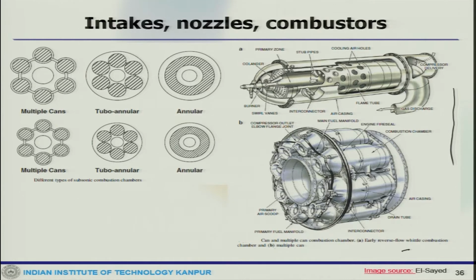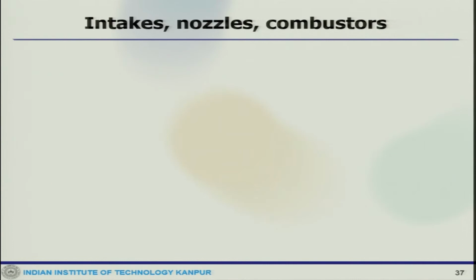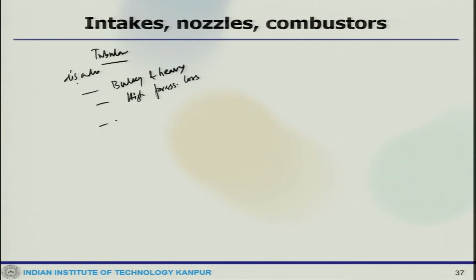Now, when you talk about the tubular type, there are some disadvantages also. It is bulky and heavy, that is one thing. High pressure loss is another. It requires interconnectors, has a large frontal area and high drag. These are some of the problems. Nowadays the tubular can type is used in jet engines incorporating centrifugal compressors, axial power units and automotives.